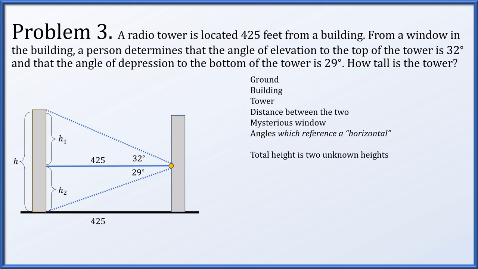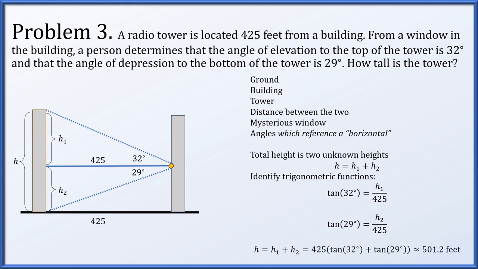The total height, h, is little h1 plus h2, where those are the heights of these triangles that we've now formed. We can identify trigonometric functions that we can use to solve for h1 and h2. The tangent of 32 degrees is h1 over 425, and the tangent of 29 degrees is h2 over 425. We can solve these for h1 and h2 and add them together. So h is the sum of h1 plus h2. We can factor out 425. 425 times tangent of 32 degrees plus tangent of 29 degrees, there's your exact answer, but if you want to round it off, it's about 501.2 feet.